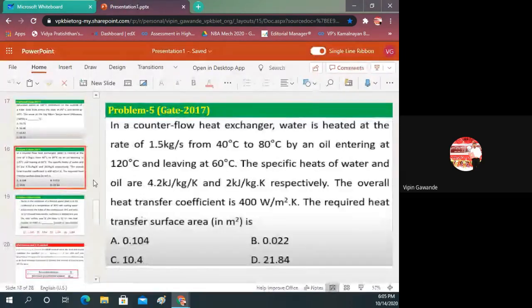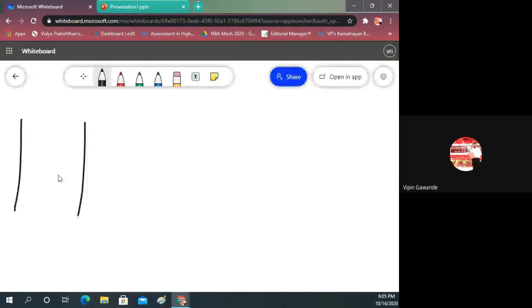Now this is another example. Question number 5, from the GATE examination 2017. Counter flow heat exchanger. Whenever a counter flow heat exchanger is given, what is the diagram for it?